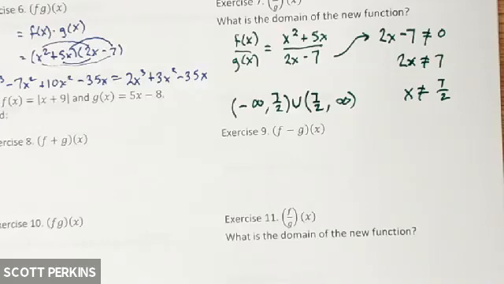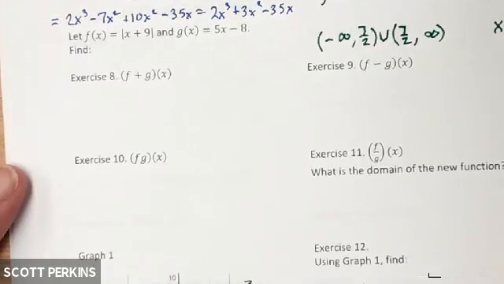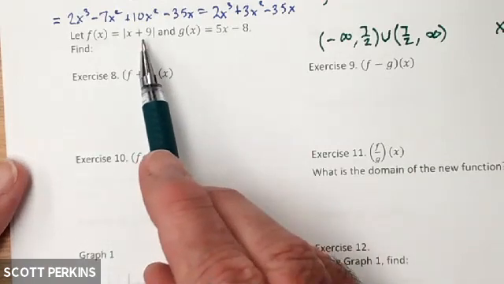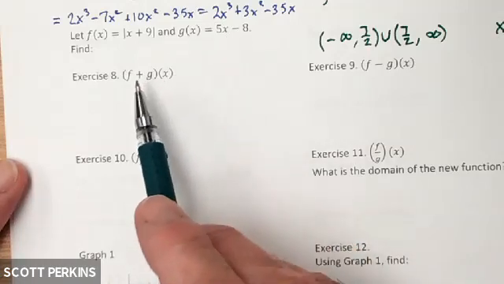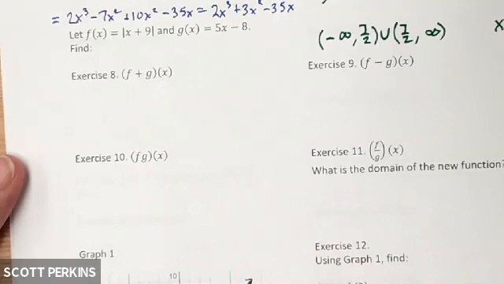We'll do another quotient function because I want you to practice that again. That's an important skill that I want you to remember, finding the domain. But before we do that, I'm going to change up the functions. So f of x is now going to be the absolute value of x plus 9. G of x is 5x minus 8. I'd like you to make your best hypothesis about what you think the addition function is going to be.